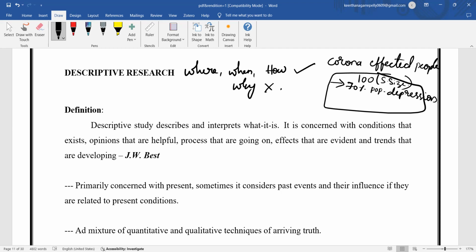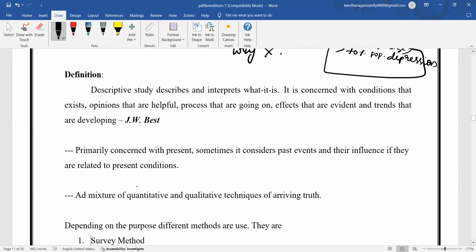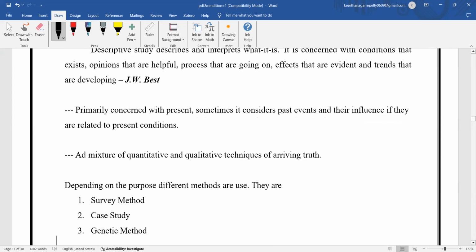So this is all about descriptive research. You'll understand a trend, a phenomenon, a situation which is happening as it is. You just study it, you don't control it, you don't intervene in it, you don't disturb the thing, you just study the phenomenon as it is. That is what descriptive research is. You can see the many definitions given up here.